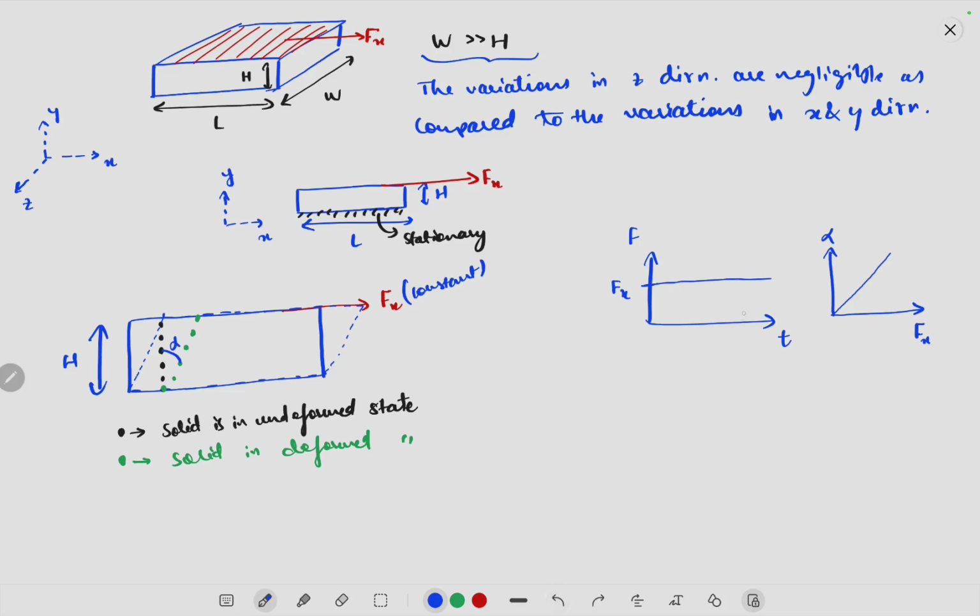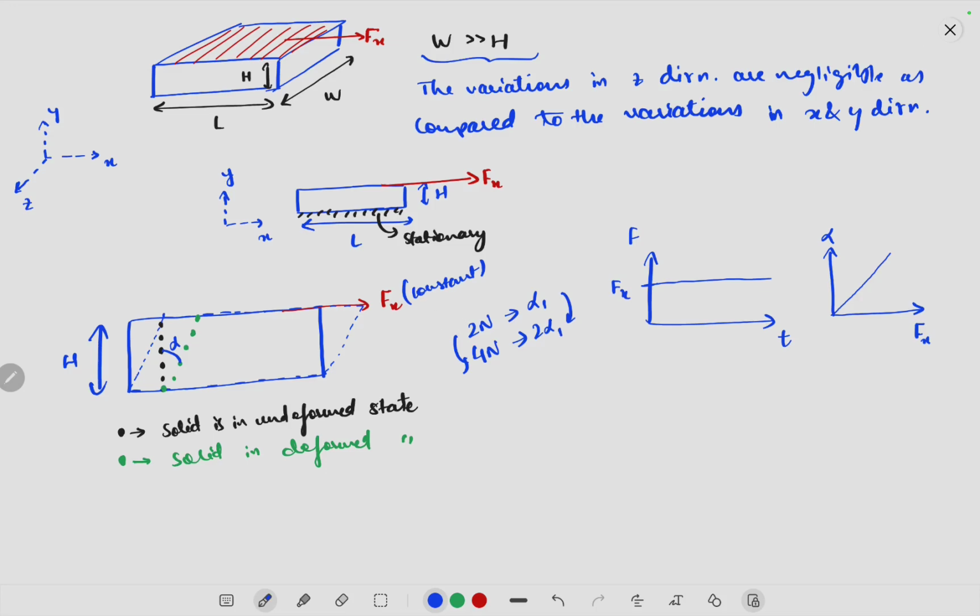Okay, and if you want to understand how this alpha varies with respect to the magnitude, let's say if I am applying 2 newtons, there would be some alpha 1. If I am applying 4 newtons, this angle would be 2 alpha 1, because I have doubled the force, I will get double the value of this angle. Also keep in mind that this force Fx is small enough, not very large, so it is enough to cause the deformation of the solid, but not enough to break the solid.